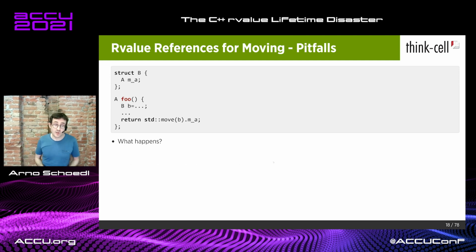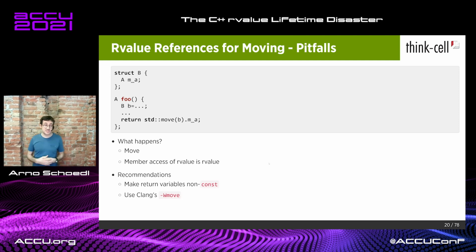Now, in order to make it movable, you can write the move around the B alone, because if you have an R value and you do a member access to this R value, then that is actually an R-value itself. So you don't have to write the move around the B.A. You can just write it around the B, and it'll be fine.